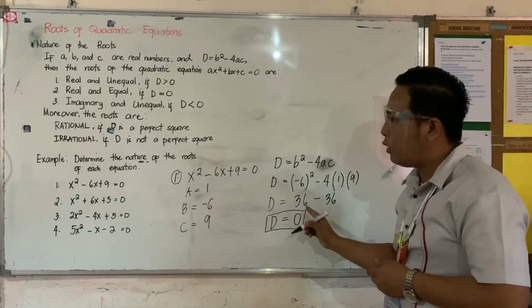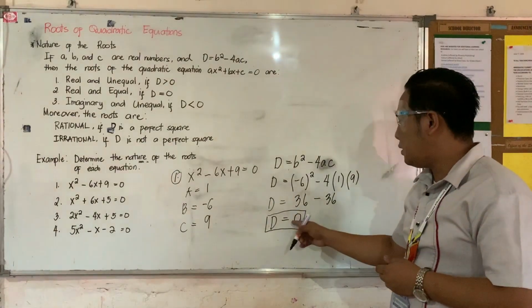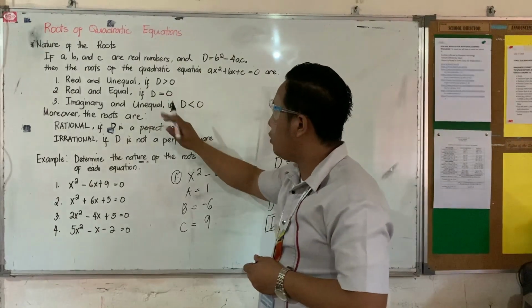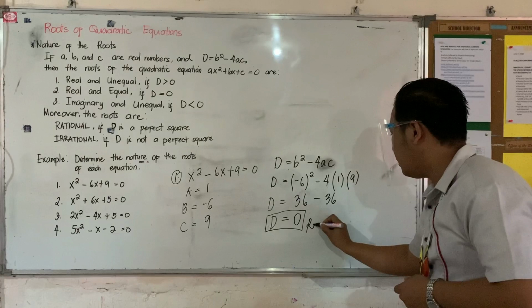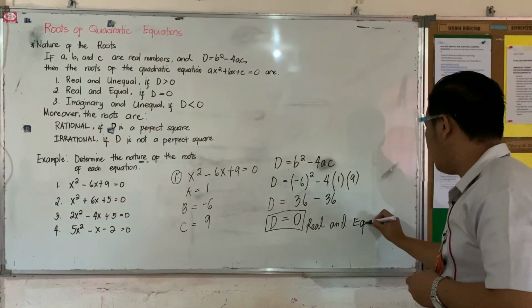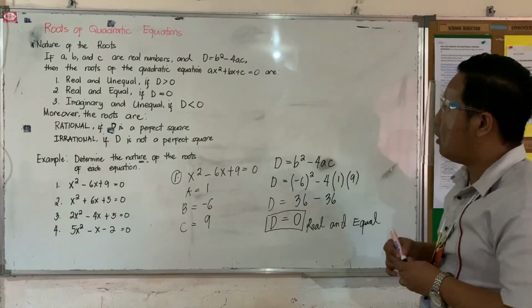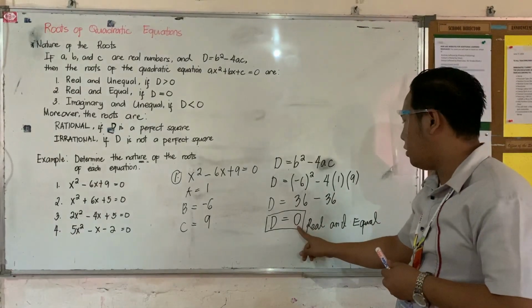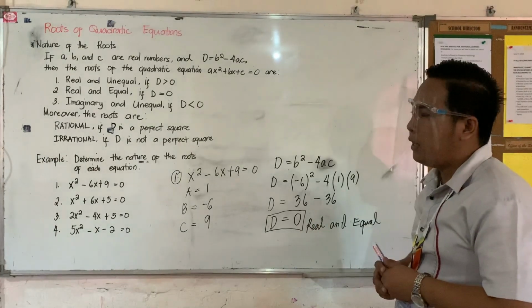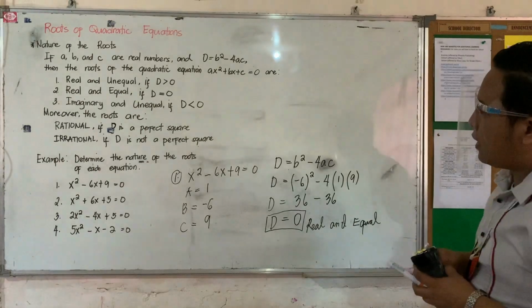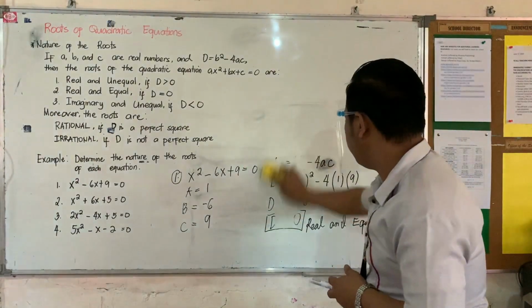And what would be the roots of this equation? Since the discriminant is 0, okay, number 2 po siya, the roots would be real and equal. Okay, so that's the value of our first problem. The discriminant is 0 and the roots are real and equal. Okay, so let's take a look at the second example.